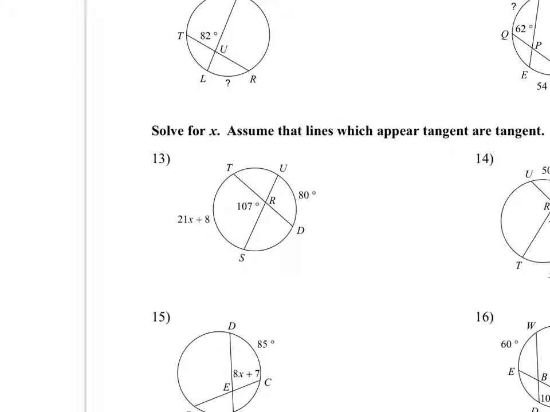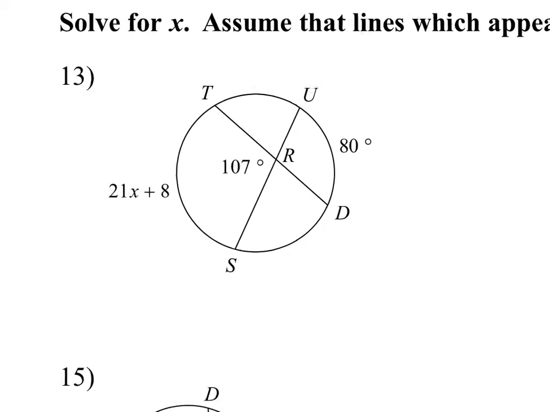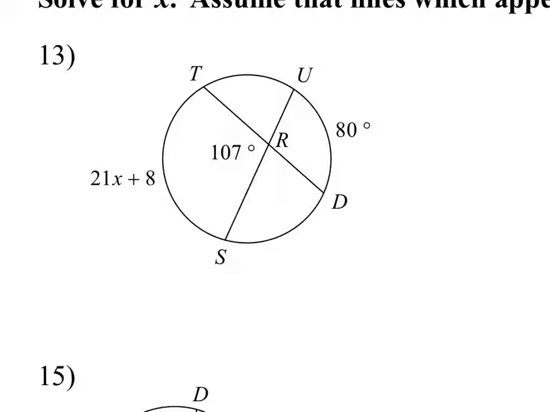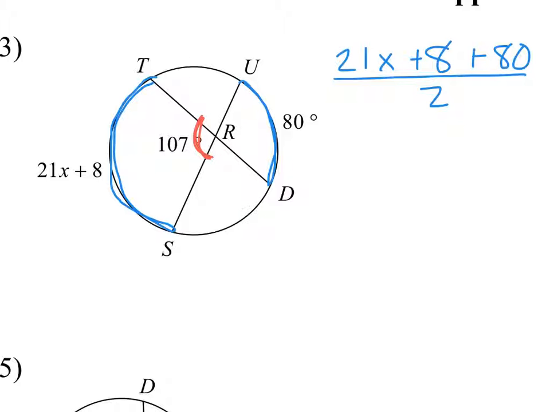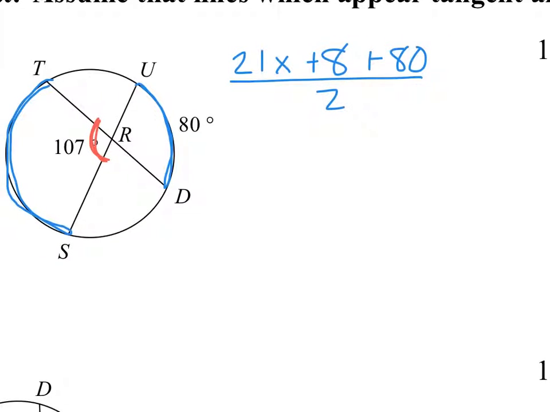Let's look at one other type of problem. Same idea for 13, 14, 15, and 16, but we have to do a little bit more algebra. So we want to add our two arcs together. In this case, that'll be 21x plus 8 and 80. Add them together and divide that by 2. And that measure has to equal what our angle measure is, which in this case is 107.